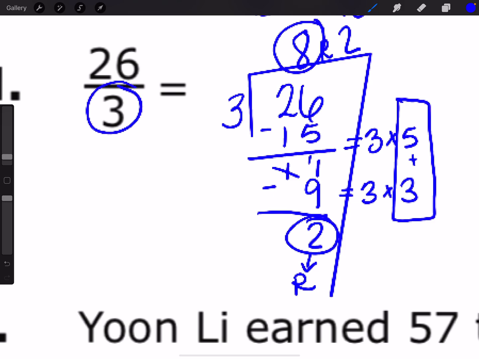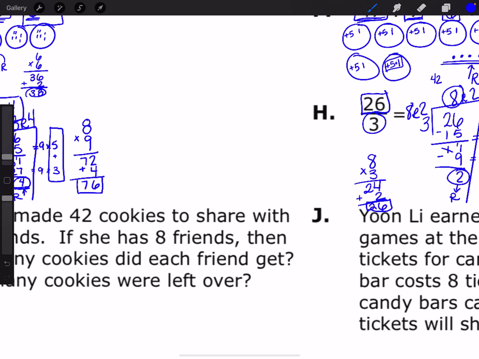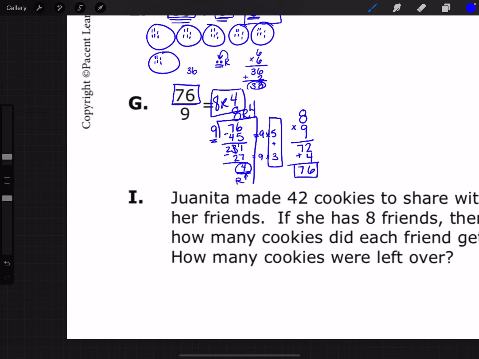So we can check our work by taking the 8 and the 3, which is the divisor, multiplying it together. 8 times 3 is 24. We add in the remainder, which is 2, and that is 26. If this is the dividend, we are definitely on the right track. So 26 divided by 3 is 8, remainder 2. All right, guys, we only have 2 more.